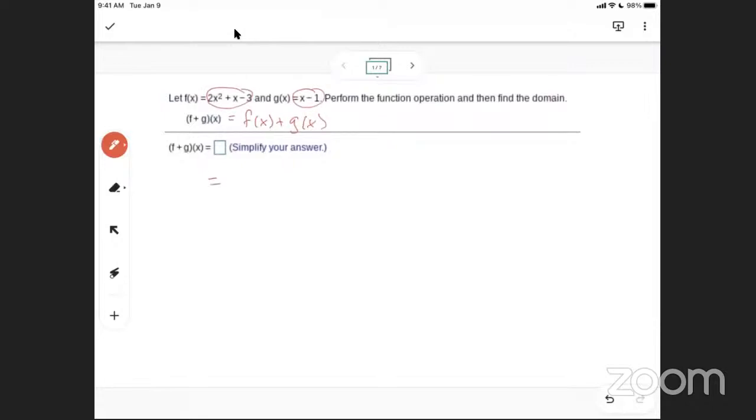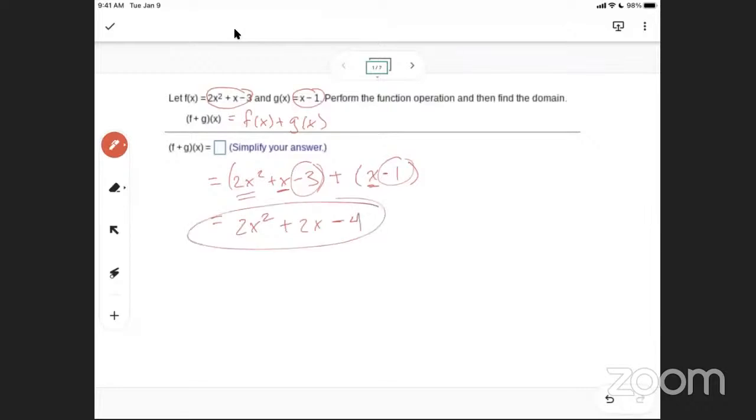So this equals 2x squared plus x minus 3 plus, and it's always good to put parentheses around the second one, even though you don't need parentheses in this case. It's just a good habit to get into. In fact, you can put parentheses around both of them just to be safe. But it turns out you didn't need them. If I add like terms, there's 2x squared. There's 2x's plus 2x's. Those are like terms, right? And then there's minus 4. Easy. So there's your answer.